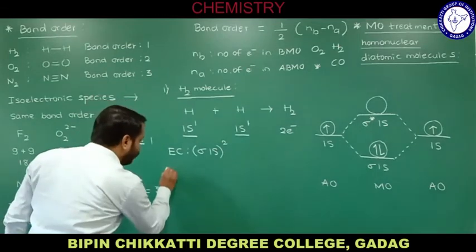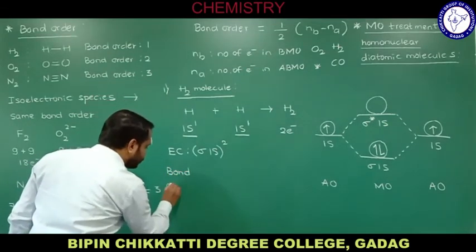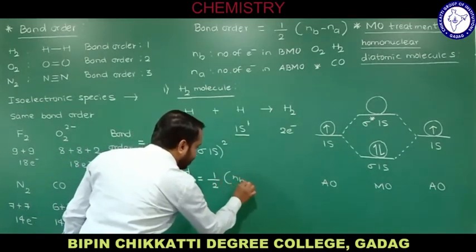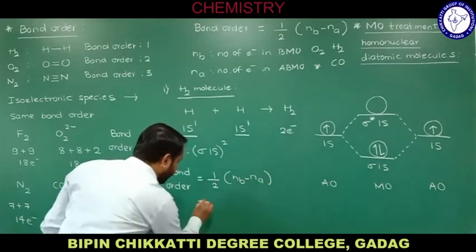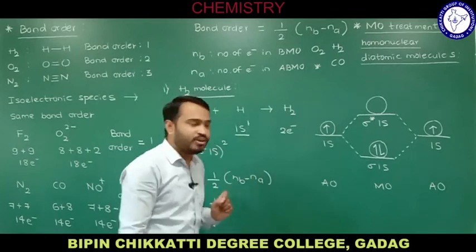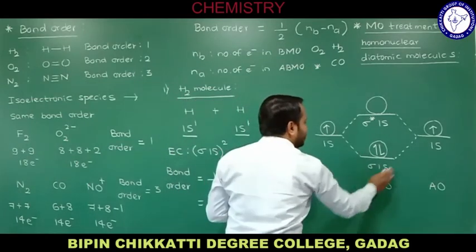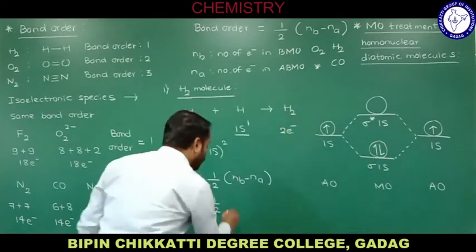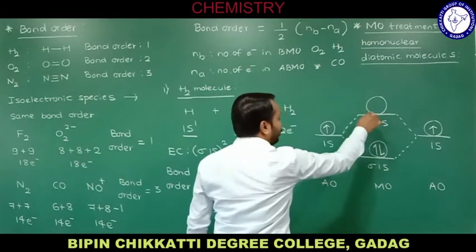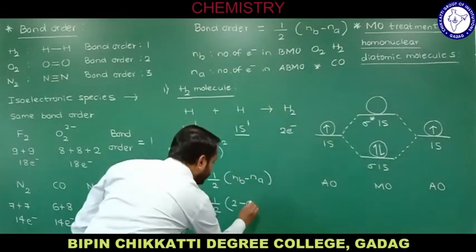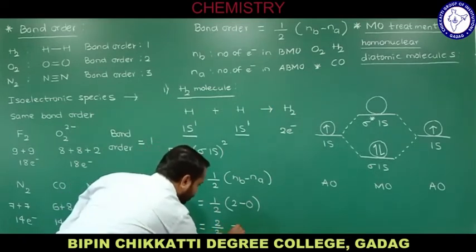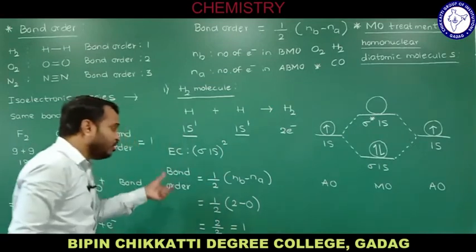Now we'll calculate the bond order. Bond order, what is the formula? 1 divided by 2 into (NB minus NA). So 1 divided by 2, what is NB? Number of electrons in bonding molecular orbitals. So in between these, which one is bonding? This is the bonding molecular orbital. How many electrons do we have? 2 electrons. I write 2 here. Minus the number of electrons in the anti-bonding molecular orbital. We don't have any electron, therefore I will write 0 here. And if you simplify that, what are we going to get? 2 divided by 2, and we are going to get 1. What is that 1? Bond order.